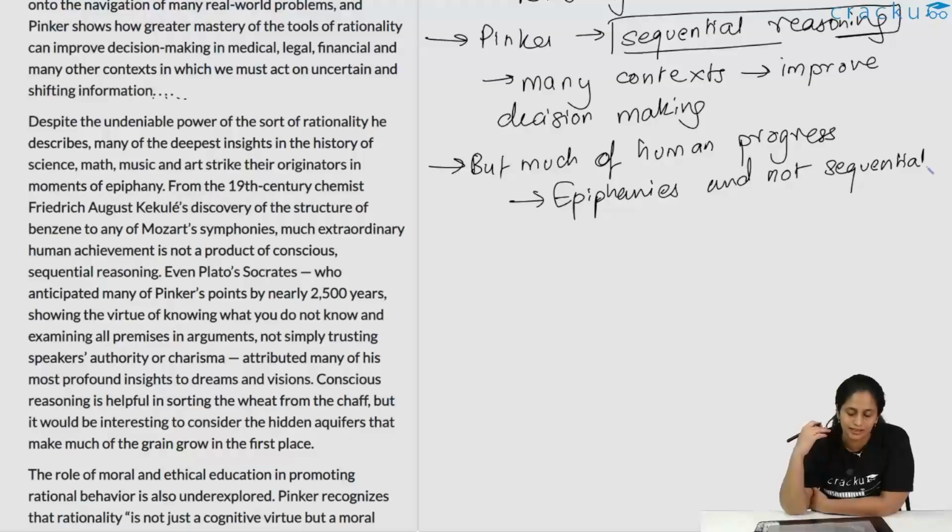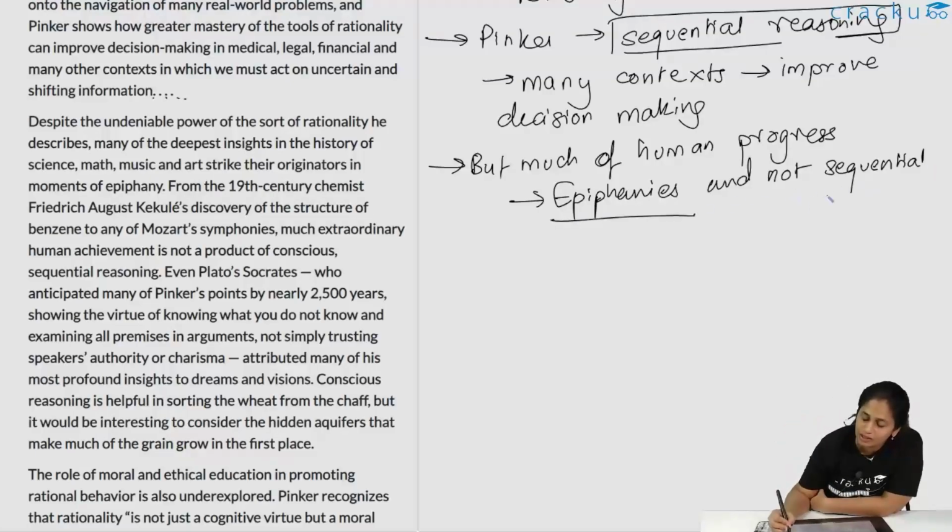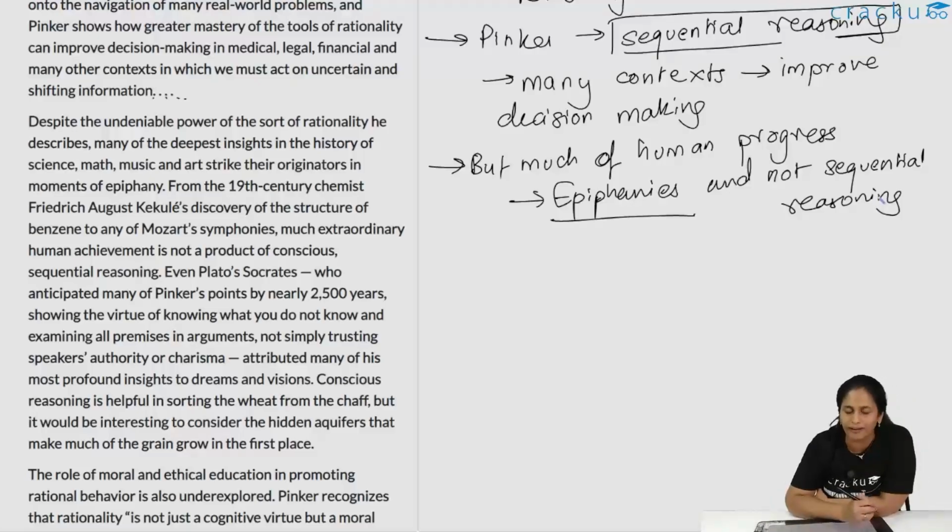Many of Mozart's compositions, he didn't think mathematically that should be the composition. It was an act of inspiration as such. So the author says that if you consider most of our important discoveries, they were epiphanies and not sequential reasoning. So the author is saying that, okay, while sequential reasoning is good, it is not the source of most of human progress as such.